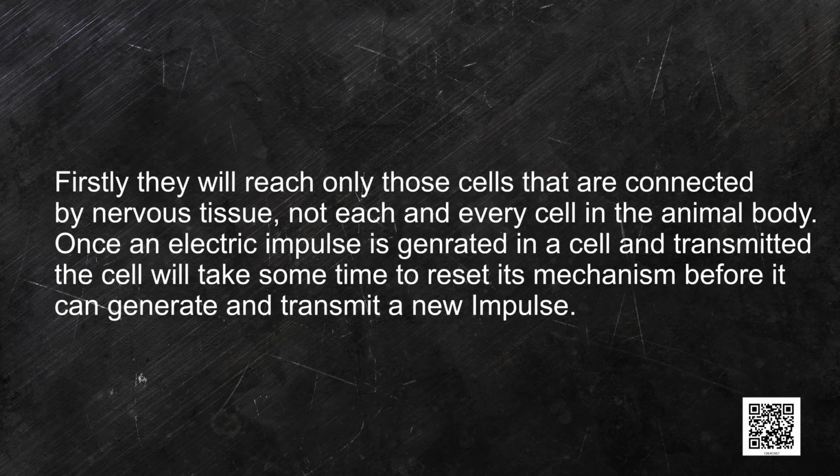Firstly, they will reach only those cells that are connected by nervous tissue, not each and every cell in the animal body. Secondly, once an electrical impulse is generated in a cell and transmitted, the cell will take some time to reset its mechanisms before it can generate and transmit a new impulse. In other words, cells cannot continually create and transmit electrical impulses. It is thus no wonder that most multicellular organisms use another means of communication between cells, namely chemical communication.